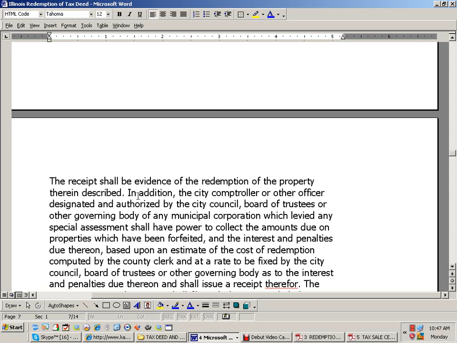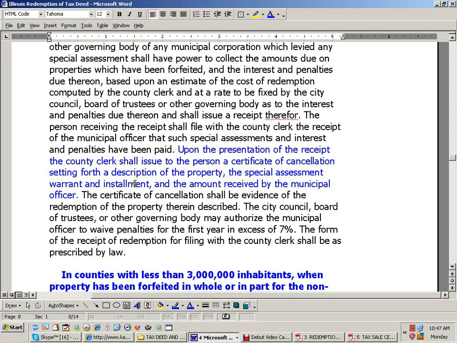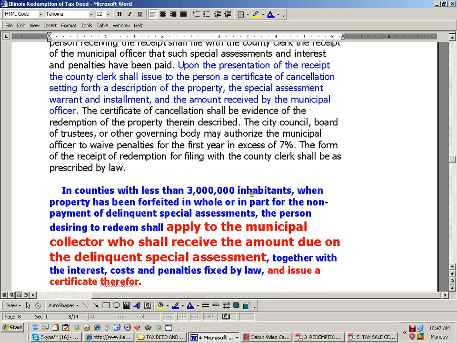Yeah. Then we've got, in counties of 3 million or more, which is really just Cook County where Chicago is. But in counties of 3 million or less inhabitants, when property has been forfeited in whole or in part for non-payment of delinquent special assessments, the person desiring to redeem shall apply to the municipal collector, who shall receive the amount due on delinquent special assessments. So you need to go to the municipal collector. If you're in the city, the city collector.